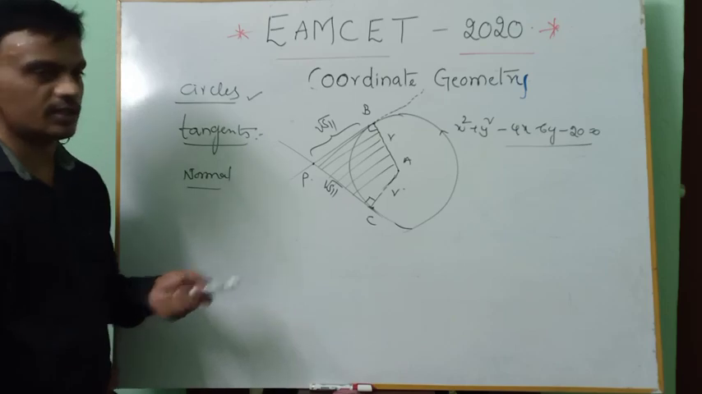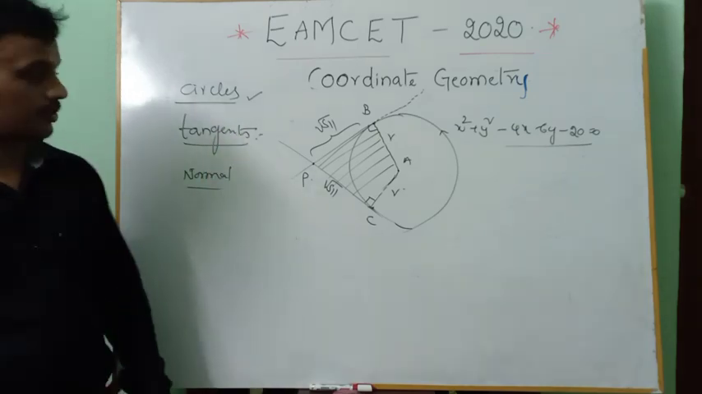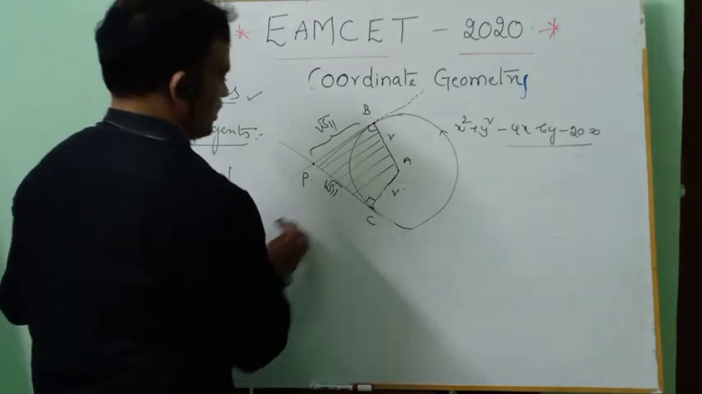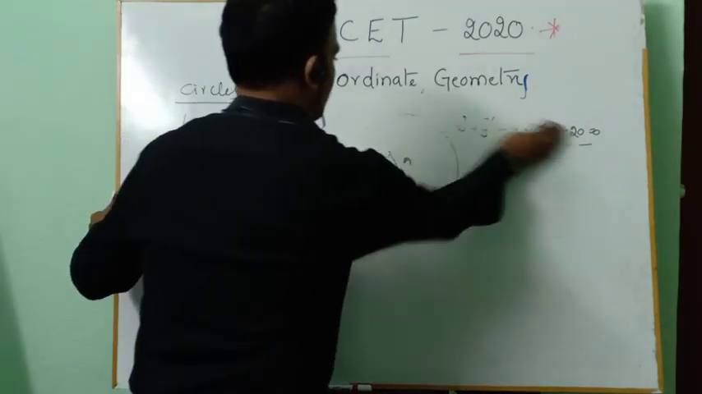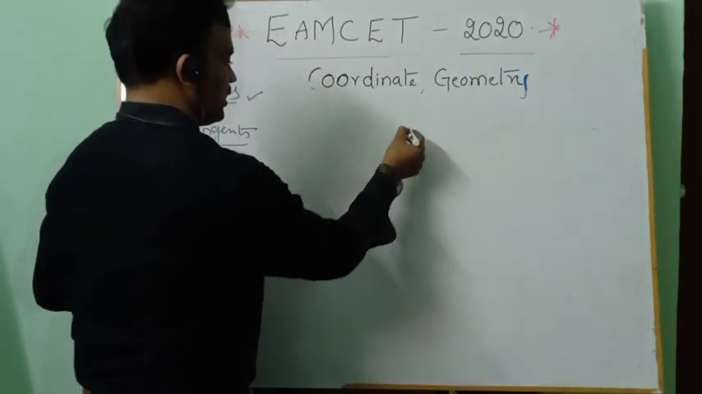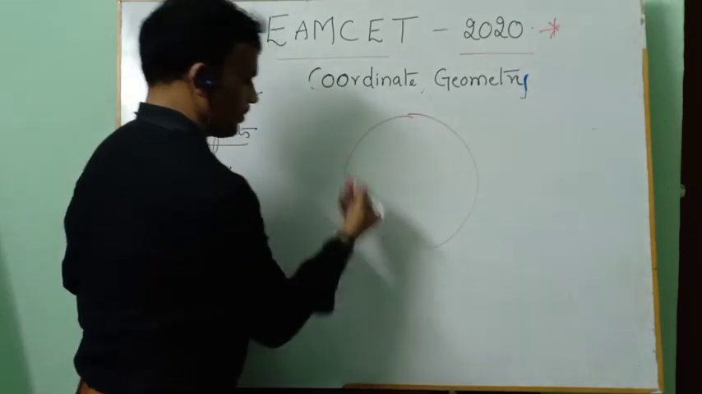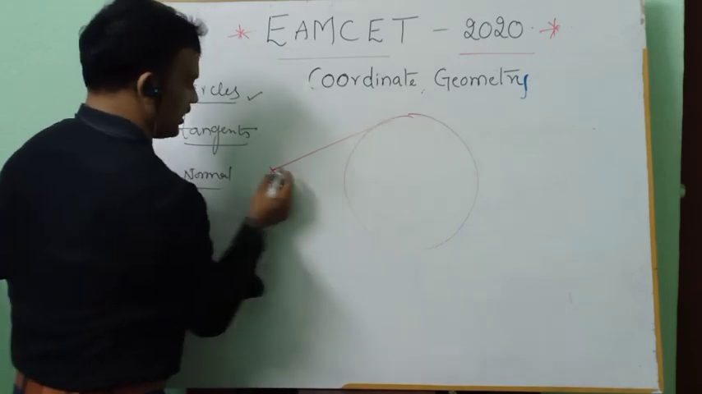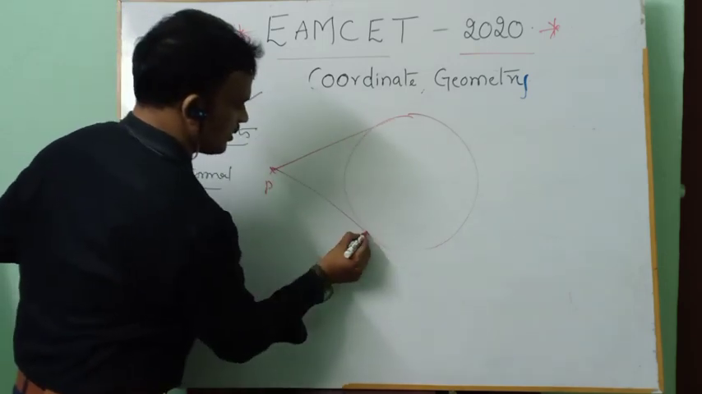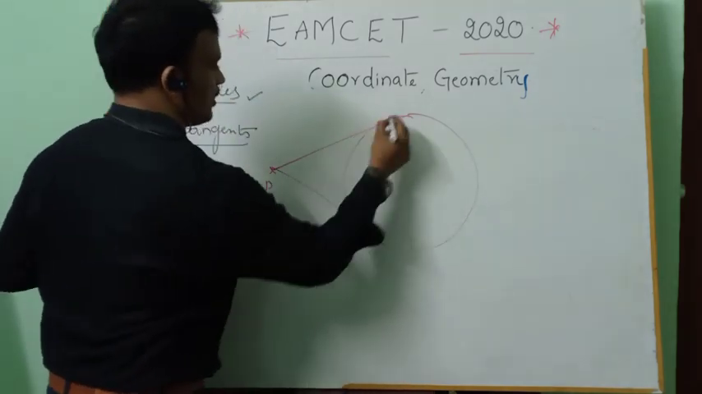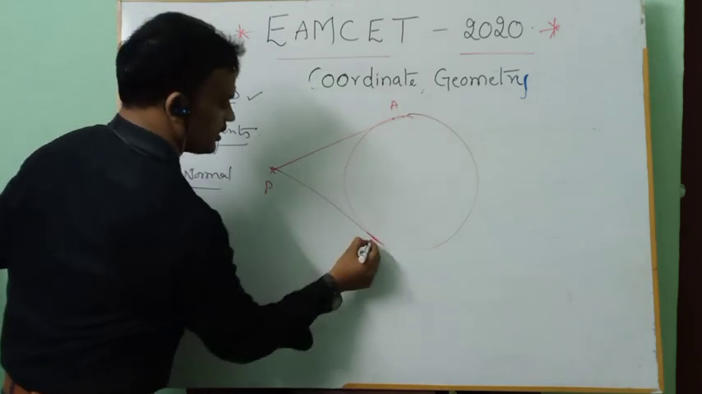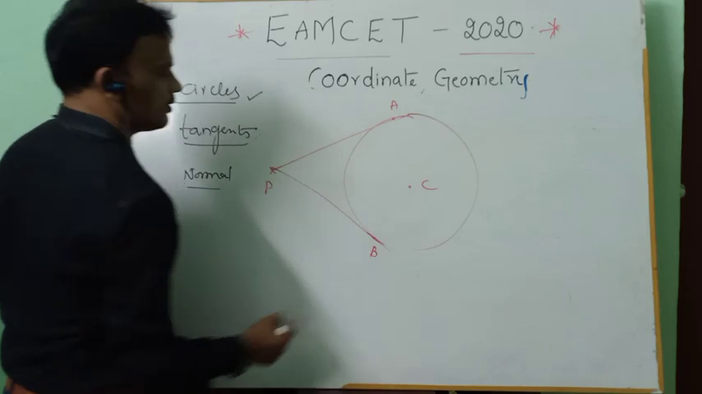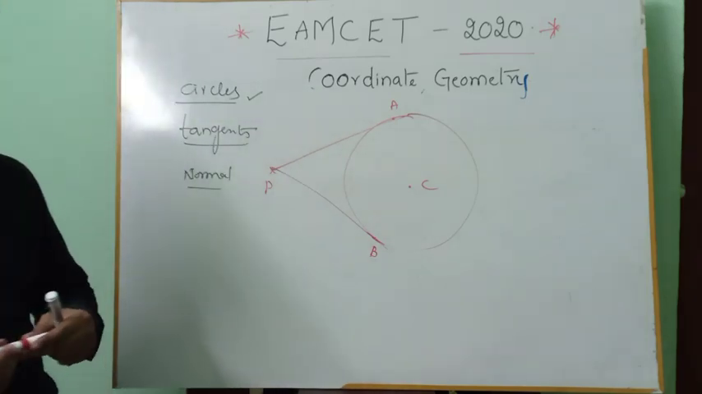So from March 2019, we got these types of problems from the tangents concept. And one more thing, same like this. A circle is given. From an exterior point P, there should be two tangents. Am I right? At the points A and B, C is the center of the circle.